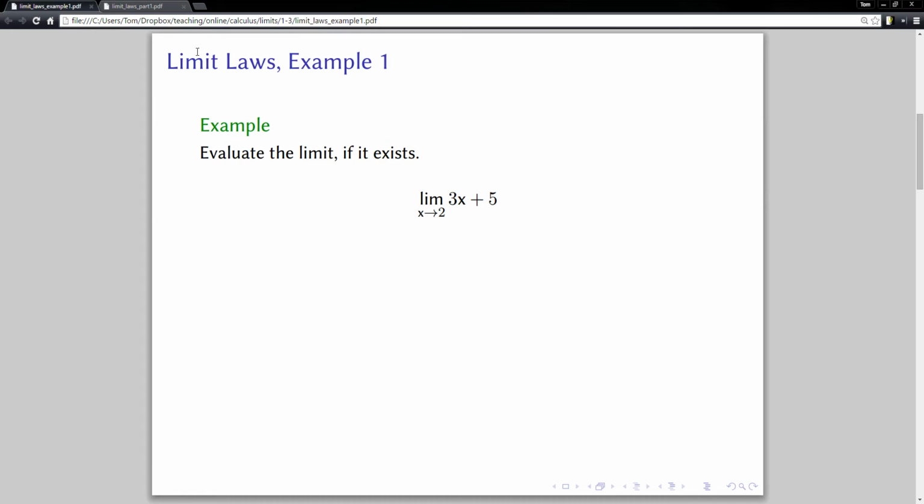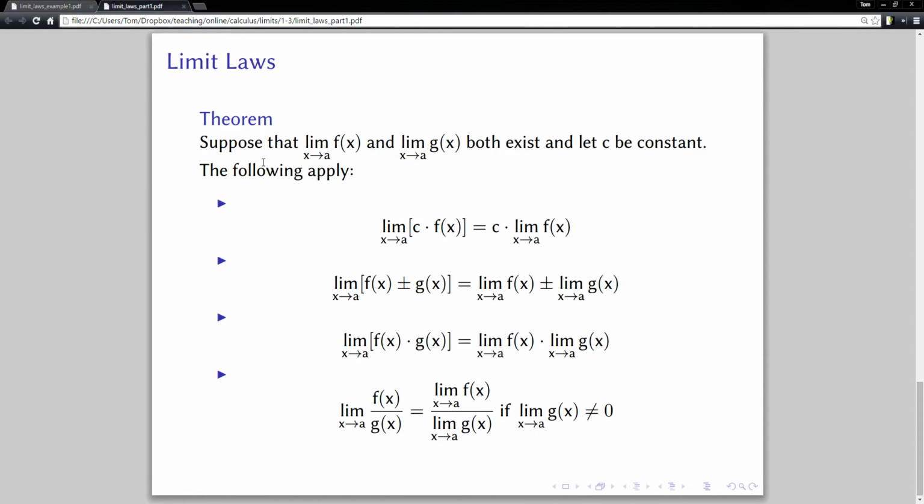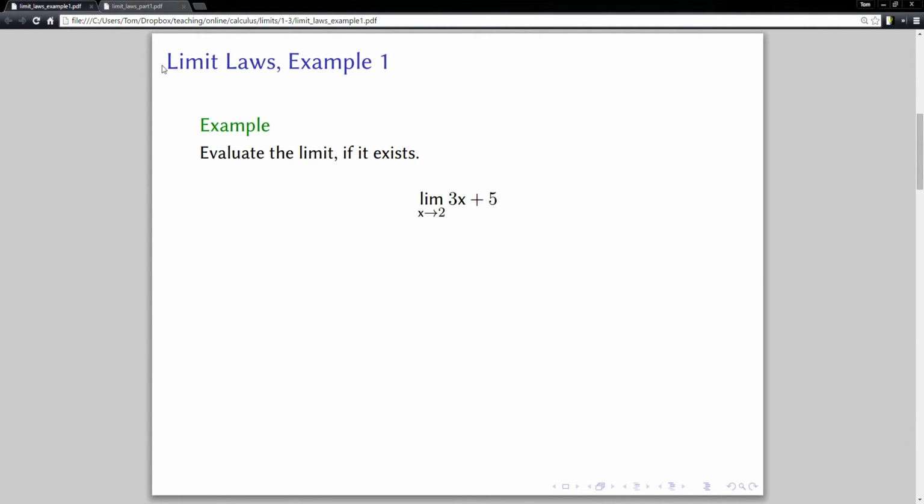Just glancing back at the limit laws here, I can see that what I have is the limit of the sum of two functions. I have two functions being added together, right? This limit law says as long as the individual limits exist, then you can rewrite this as the sum of two limits right here. So that's exactly what I'm going to do. I just use that limit law and split that up into two limits there.